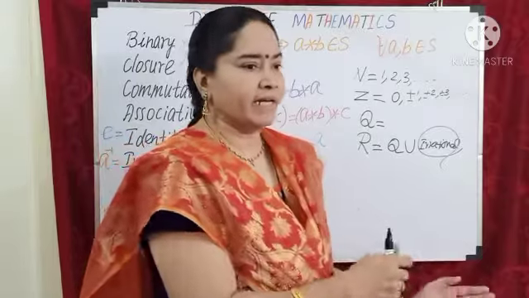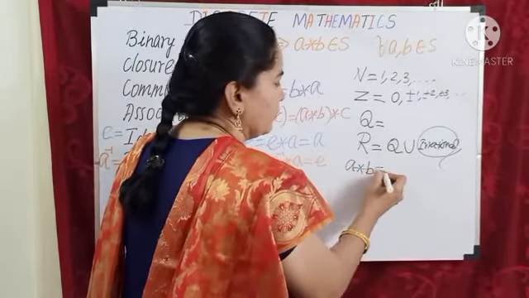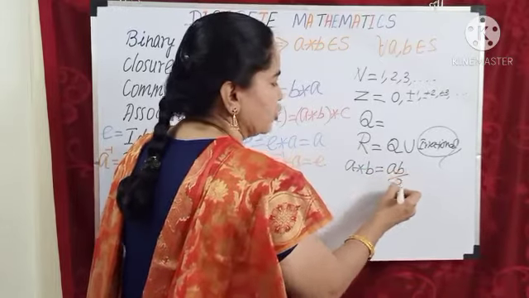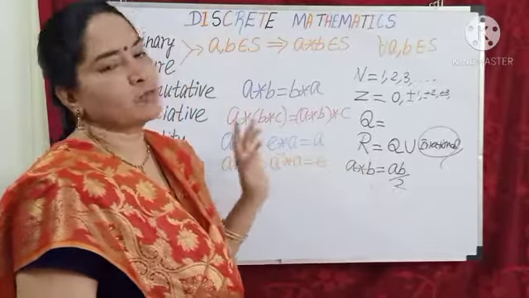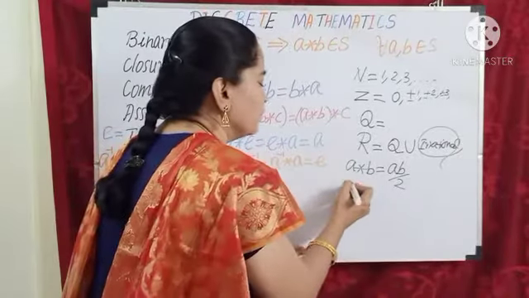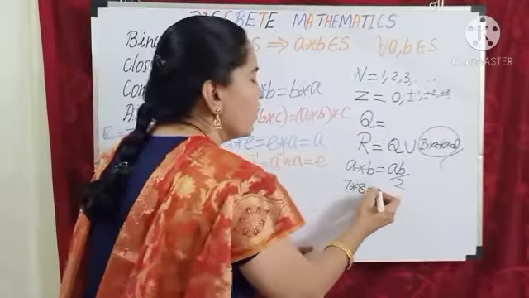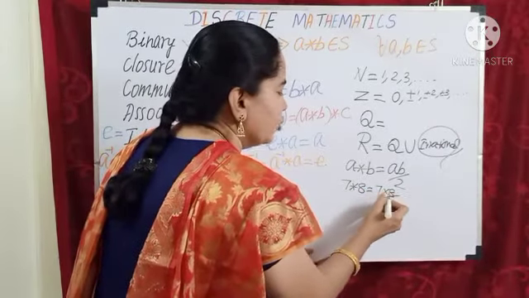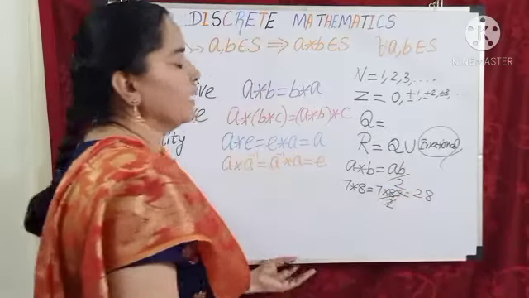The next idea, the operation. If they tell you A star B is AB by 2, what does this mean? Multiply the 2 elements, divide by 2. For example, if my question is 7 star 8, what should I do? Multiply 7 into 8, divide by 2. Cancel. 28 is my answer.